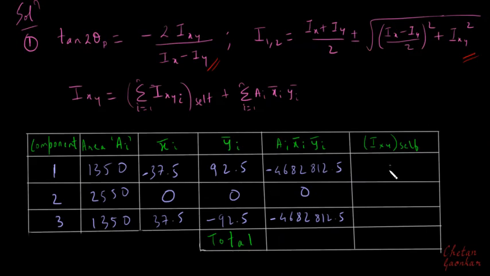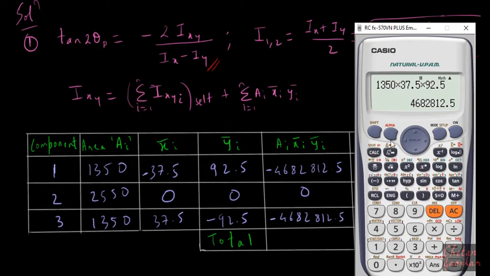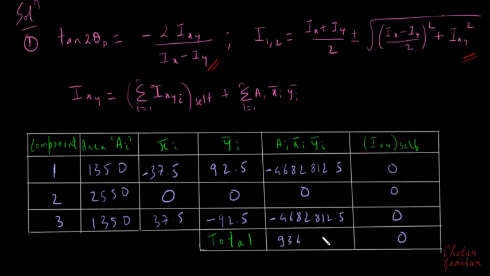So Ixy will be 0, 0, and 0. So this summation will be 0, and this summation is 4682812.5. This is this plus this, so I can directly multiply this value by 2, and I get 9365625, and it will be minus. So this is what I get here.